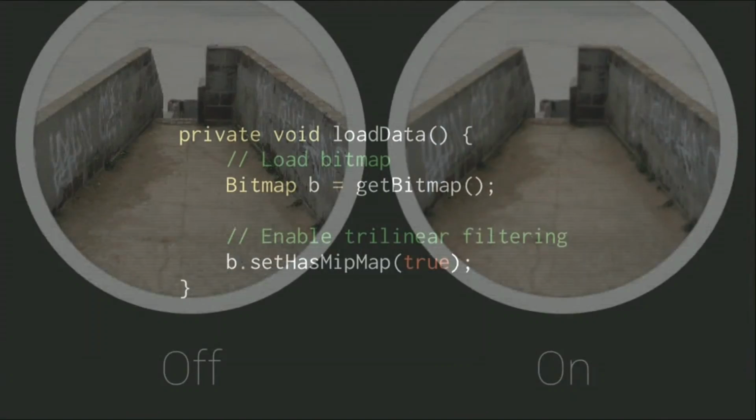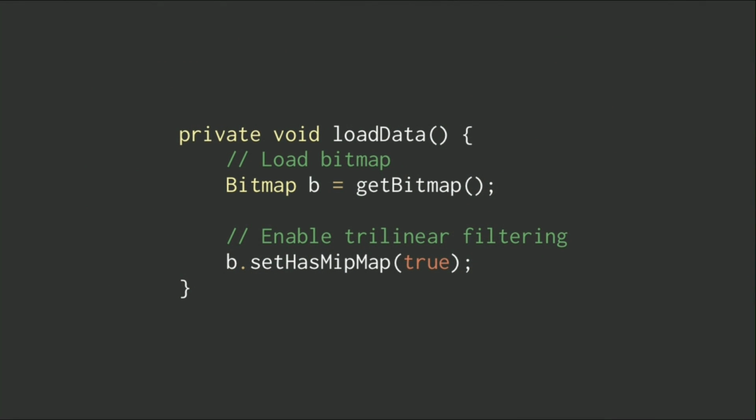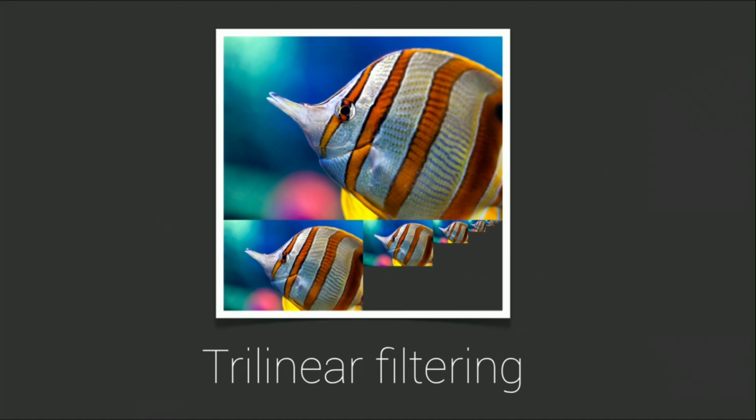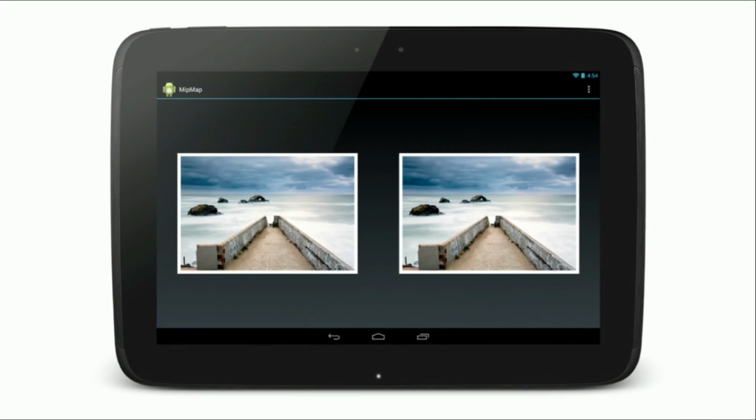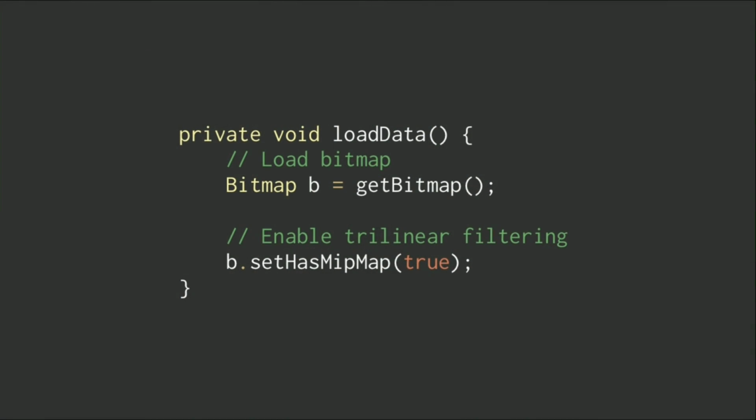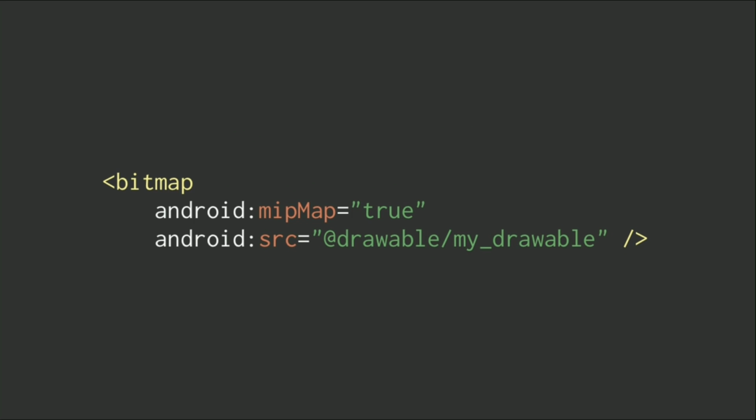So do we have the representation of that MIP? Did I go past that one? Yeah, right. So this is what MIP mapping or trilinear filtering actually produces. Instead of just the one image that we're going to filter from, we actually produce powers of 2 sizes below that. And then we have all of those choices to then filter from when we do the MIP mapping. And there it is again, because it's so awesome. And here's the code. If you want to do it in code at runtime, set has MIP map to true, or you can do it in your XML drawable resource instead with the MIP map attribute.